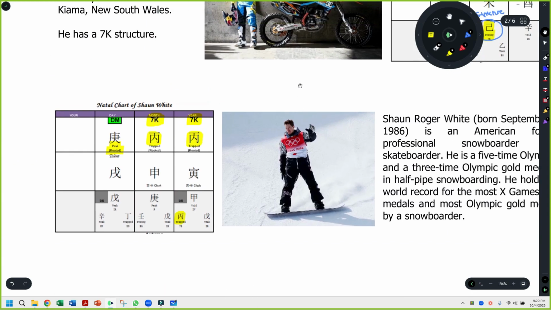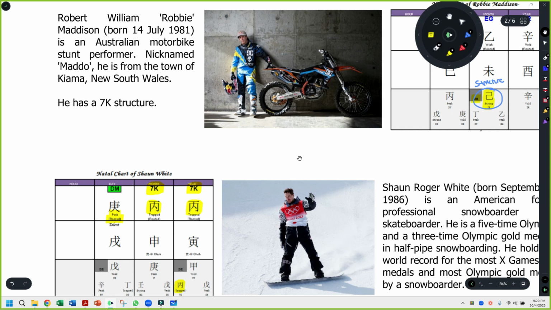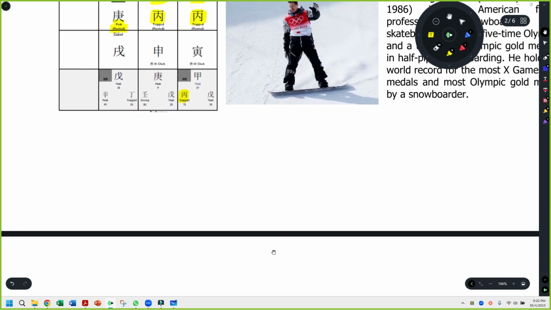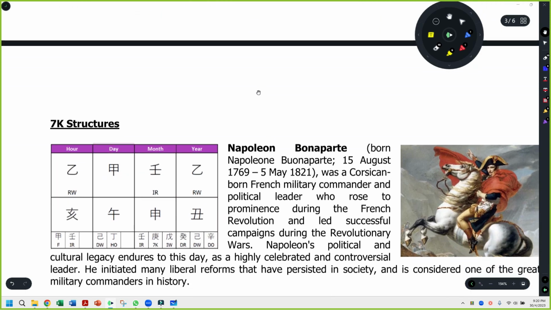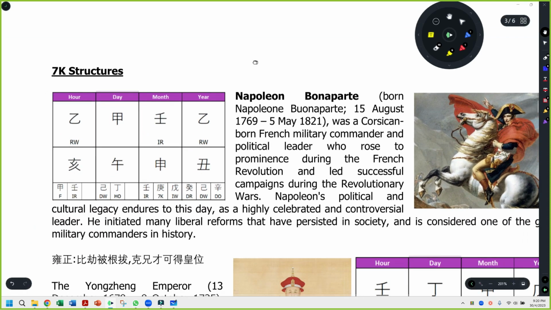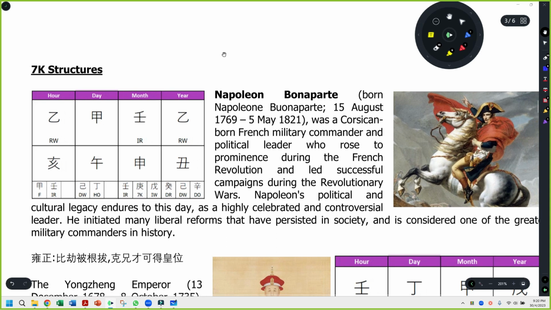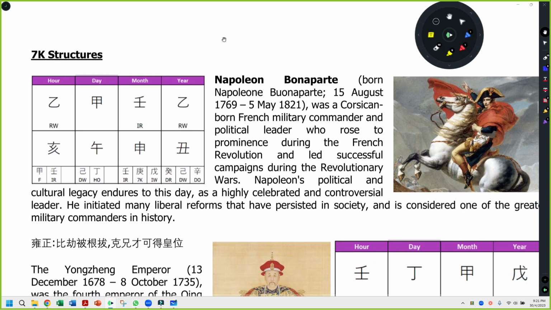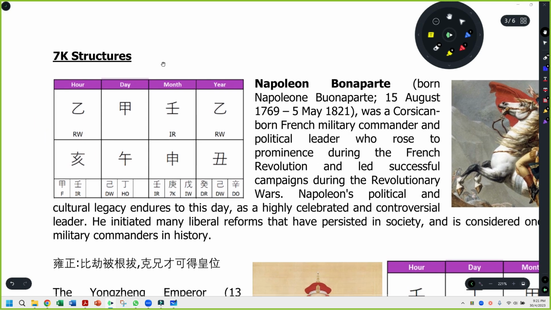Now, traditionally in ancient Chinese, the use of the Bazi when reading 7 killing, the traditional role will be for the military. So there is a recommendation for anyone with a 7 killing structure to be great war generals. And here is one of the most famous war generals throughout history, Napoleon Bonaparte. So Napoleon Bonaparte, this will be his chart.